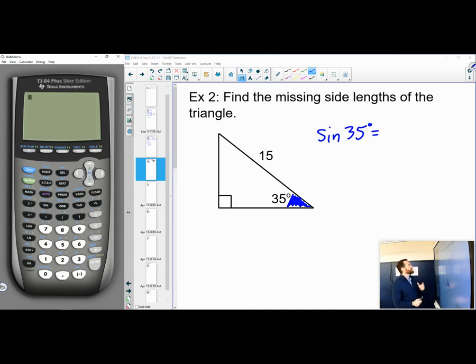Now, on my particular TI-84 app that I have, the first thing I have to do is go to mode to make sure I'm in the correct mode. So mode is right there. Hopefully you saw that. It's right next to the second button at the top.